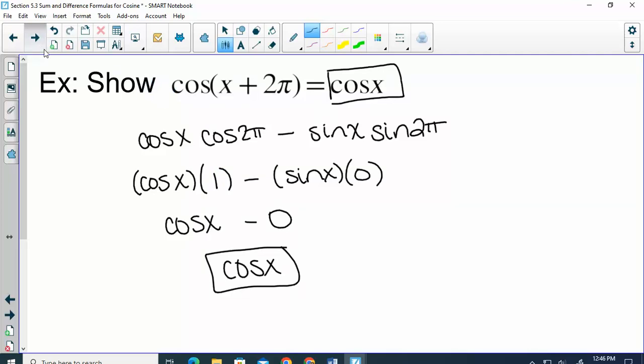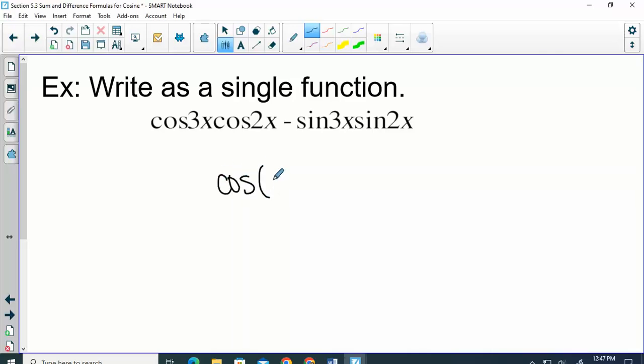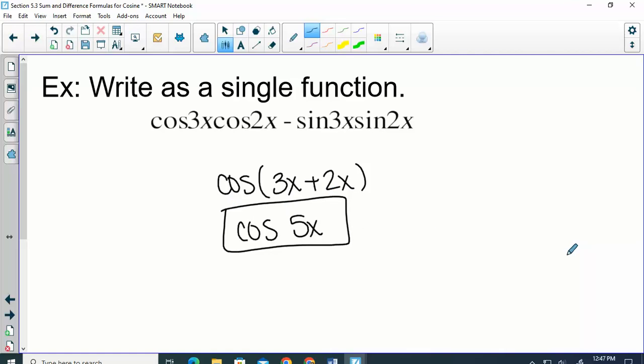I want you guys to see if you can do this one. So what's it turn into? Cosine 5x. This is the cosine of a plus b formula, so 3x plus 2x. All right, is that one okay? Did you get it? One more proof.